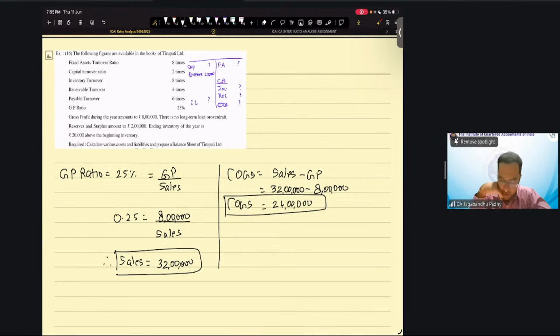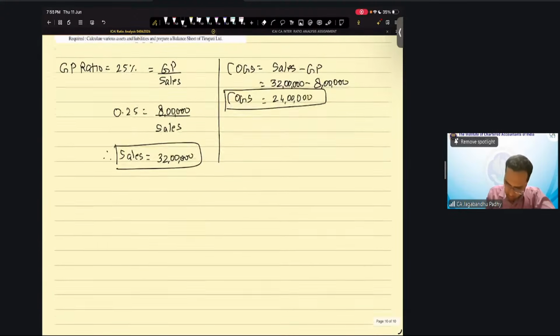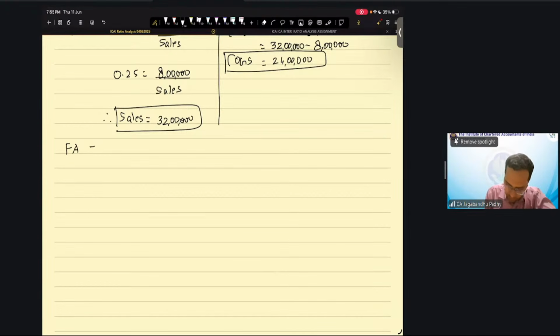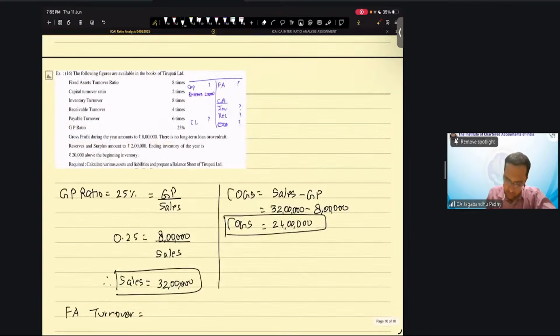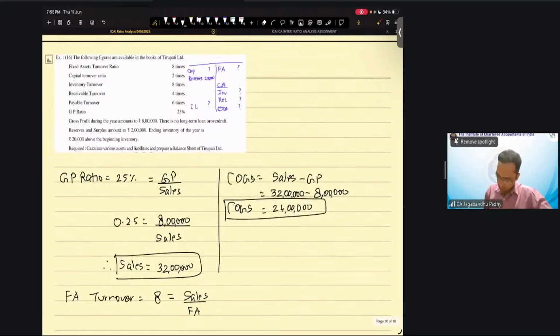So we have the COGS, we have the sales. Now fixed asset turnover, from that, of course, I can use the sales, and from that I'll get the value of fixed asset. Fixed asset turnover is 8 times. It will be computed as sales upon fixed assets, so 8 equals 32 lakhs upon fixed asset.